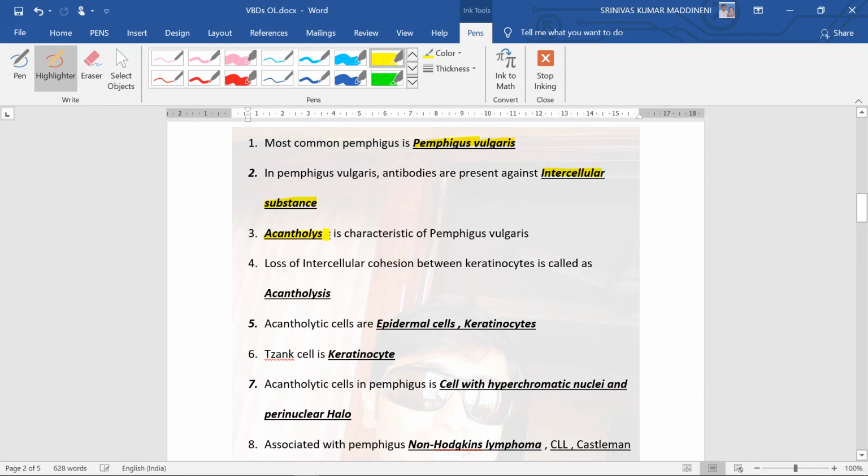Acantholysis is characteristic of pemphigus vulgaris. Loss of intercellular adhesion between keratinocytes is called acantholysis. Acantholytic cells are epidermal cells or keratinocytes. Tzanck cell is a keratinocyte. Acantholytic cells in pemphigus are cells with hyperchromatic nuclei and a perinuclear halo. This is also called, in particular, morning glory cells.